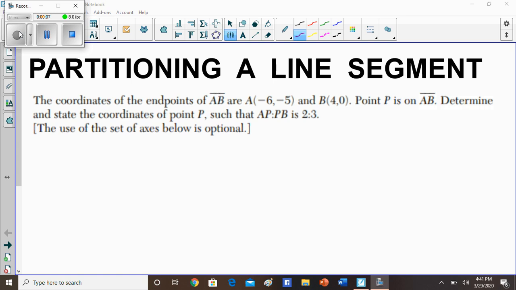The first review video I'm going to do today is on partitioning a line segment. This is what we most recently learned on the Friday before this break.